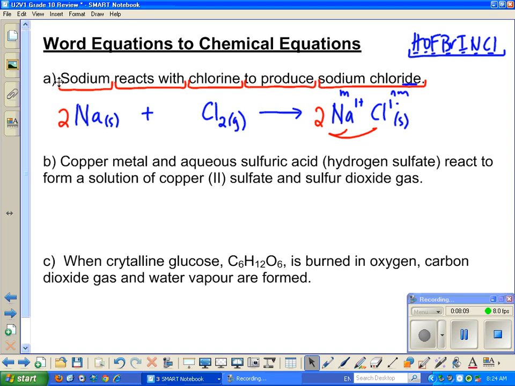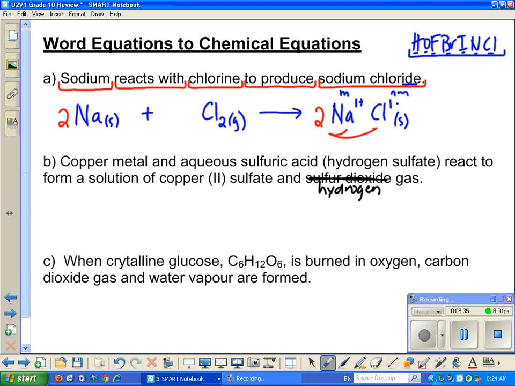Let's do another example. Again, let's begin by reading it through once and then chunking it so that we can take each chunk and represent it with a different type of symbol. The first thing says copper metal and aqueous sulfuric acid or hydrogen sulfate react to form a solution of copper 2 sulfate, and sorry, this should say hydrogen gas. It's a typo. Let's fix that.